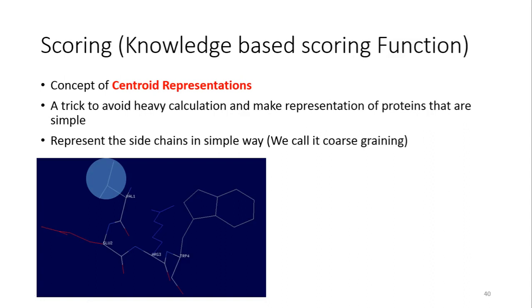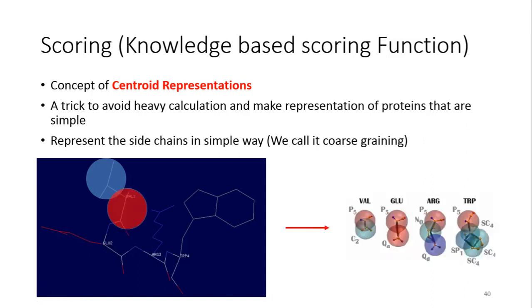Okay, so what we are doing over here is that we are trying to figure out a certain representation that would include the side chain but also enable us to have flexibility in the backbone as well. Okay, so this is called coarse graining.